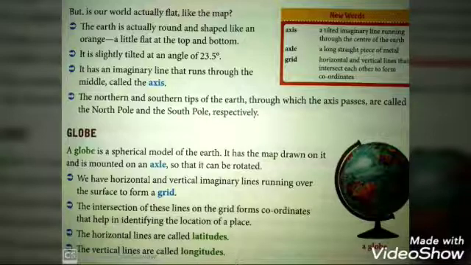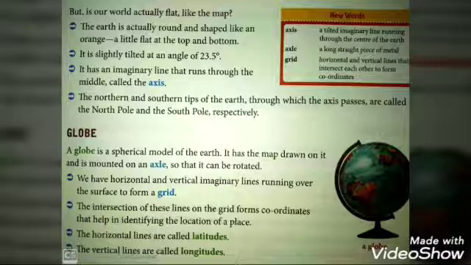The intersection of these lines on the grid form coordinates that help in identifying the location of the place. Means when these lines are intersecting, means they are crossing each other on the grid, they form coordinates. Means when these lines are intersecting, the coordinates formed by them help us to identify the location of any place. The horizontal lines are called latitudes. The vertical lines are called longitudes.